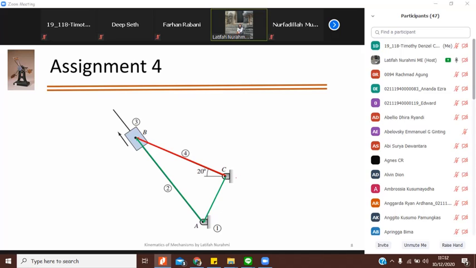Okay, here is 20 degree. Where did you get that? So from the previous drawing, it is shown like this, 20 degree. So it is the same for this one.